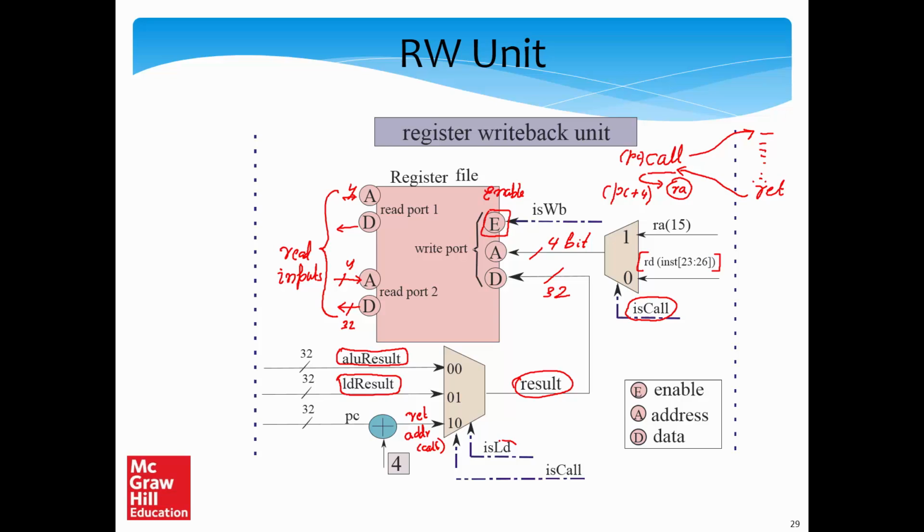So let's use 2 control signals, isLoad and isCall. If both of them are 0, we choose the ALU result. If isLoad is 1 and isCall is 0, it means it's a load, so we choose the load result. If isCall is 1, which means it's a function call, and isLoad is 0, we choose the third input. And after choosing, the value is called result, and that is what is written into the register file.